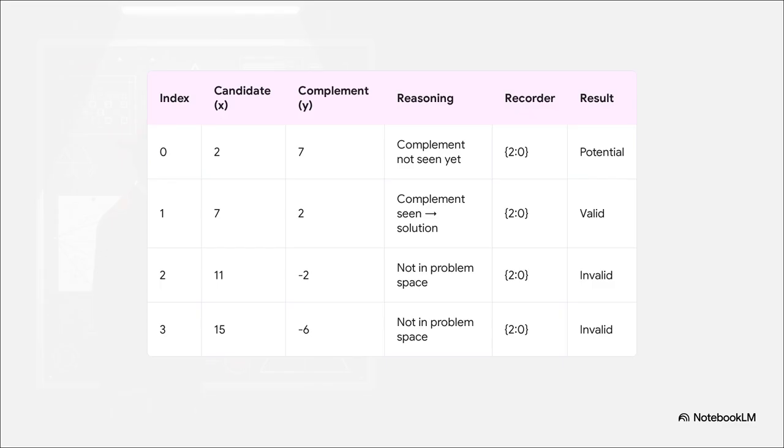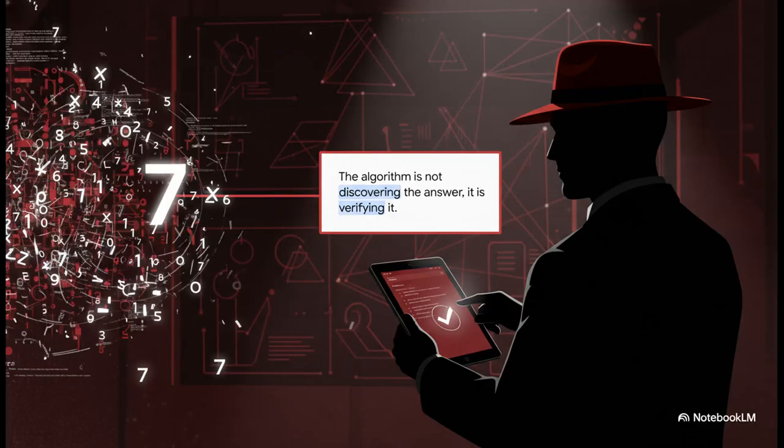Next, we're at index 1. The candidate is 7. Its complement is 2. We check the recorder and bingo. There it is. We have seen a 2 before at index 0. The proof is complete. The solution is valid. Case closed.